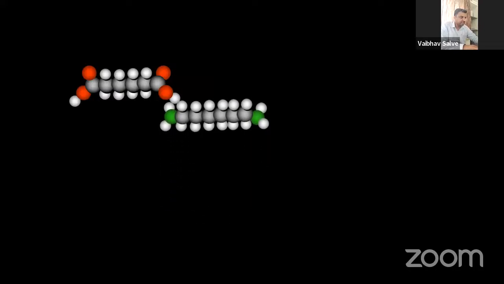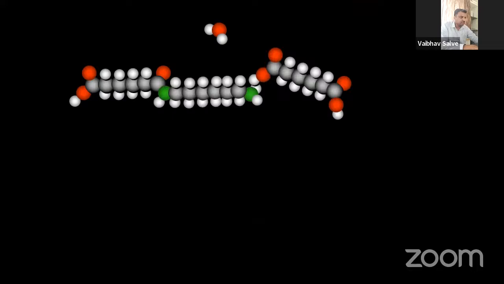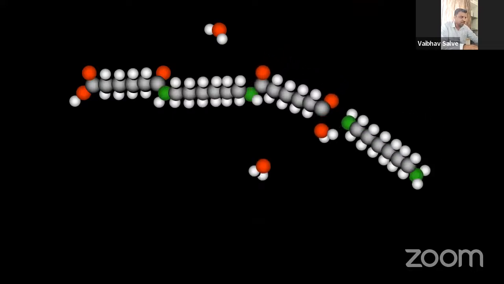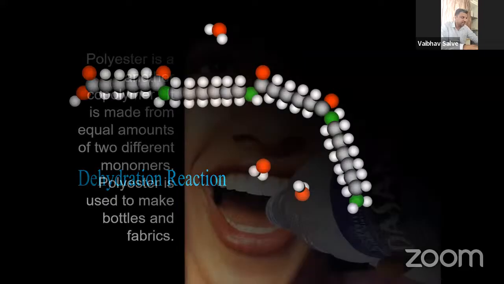When adipic acid is reacted with hexamethylene diamine, we get a nylon molecule. So students can easily understand the mechanism of this reaction. This is the mechanism of nylon synthesis, and dehydration takes place in the reaction. In this way, students can easily understand the dehydration reaction.